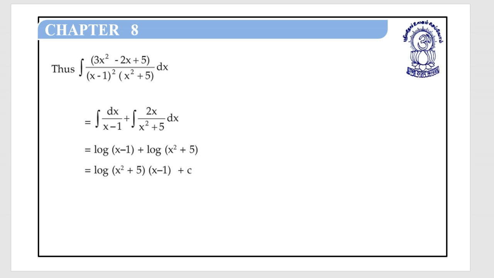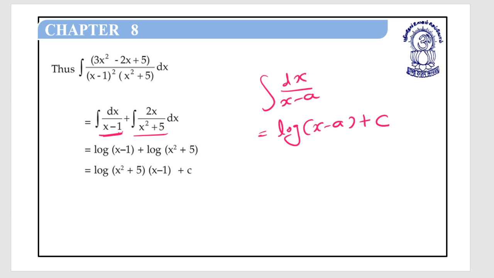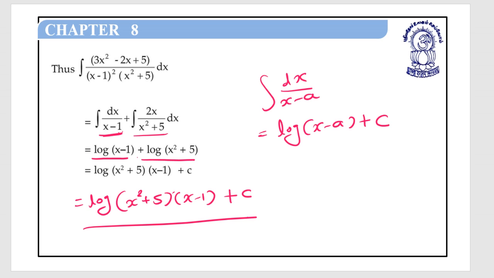Now put into this integration form. dx upon x minus 1 plus 2x upon x square plus 5 dx. So again dx upon x minus a is equal to log x minus a plus c. Here 1 upon x minus 1, so it becomes log x minus 1 plus log x square plus 5. So here plus sign, so log multiplication is there. Log x square plus 5 into x minus 1 plus c. Okay.